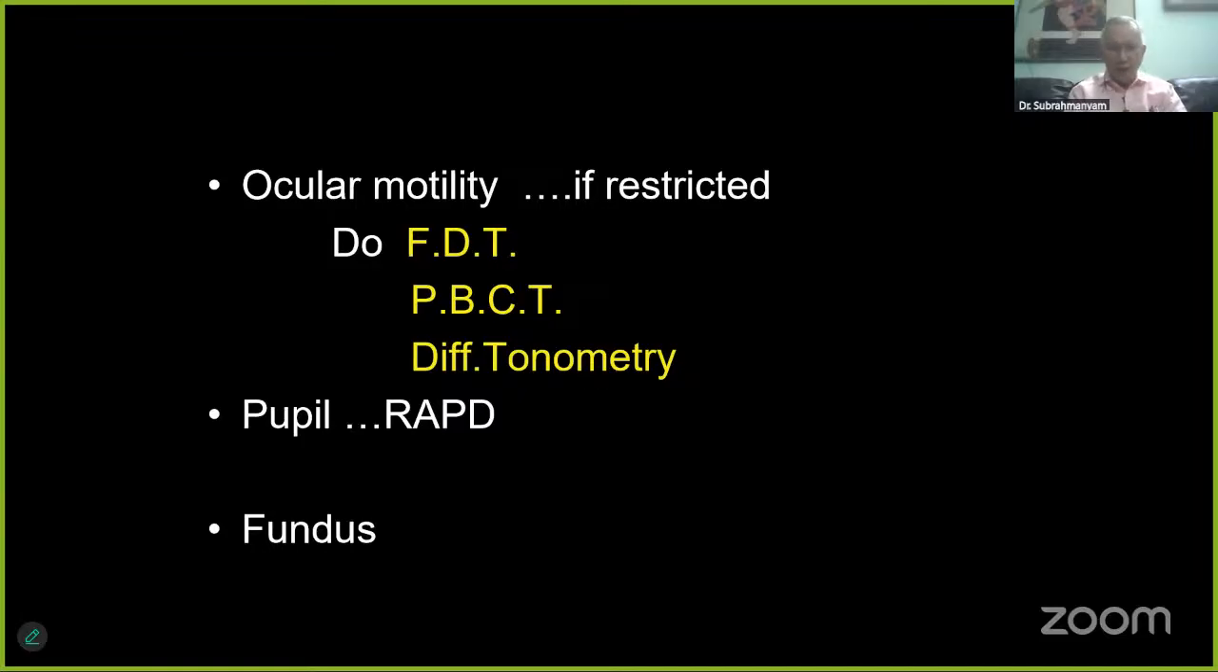And differential tonometry. Take the pressure in the primary position, that is the base reading, then ask the patient to look in the direction in which the motility is restricted. If the elevation is restricted, ask the patient to look up. If abduction is restricted, ask the patient to abduct and then take the pressure. If it is a restrictive pathology, the eyeball is compressed between two tight muscles and the pressure goes up.